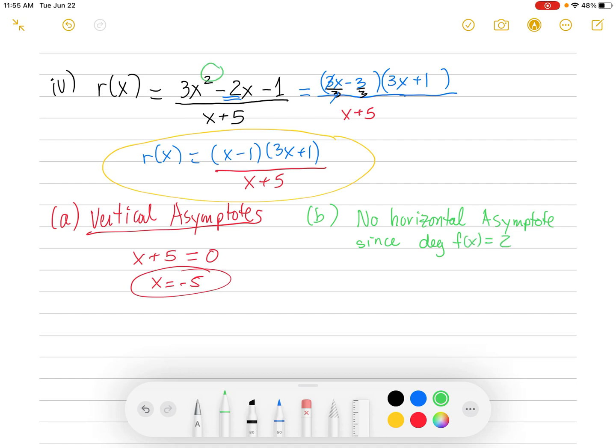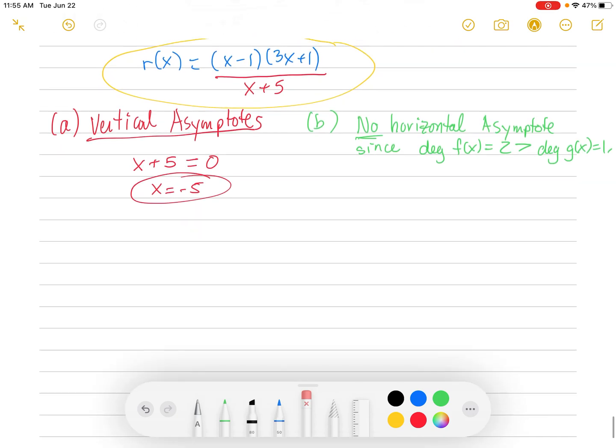Since the degree of the top, I'll call the top f of x, is 2, and the degree of the bottom is simply 1. So it's bigger, right? The degree of the top is bigger than the degree of the bottom. The degree of the bottom, g of x, we'll call it, is only 1. So there's no horizontal asymptote, but there is a slant asymptote. Why is there a slant asymptote? Because the degree of the top is exactly 1 bigger than the degree of the bottom. So I'm going to chase a slant asymptote here. A slant asymptote.